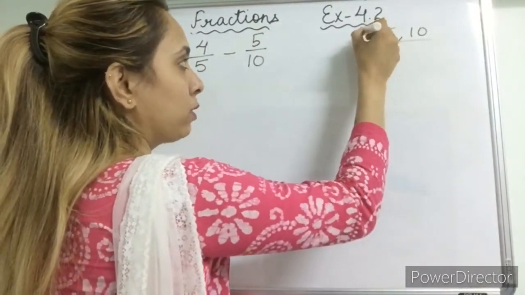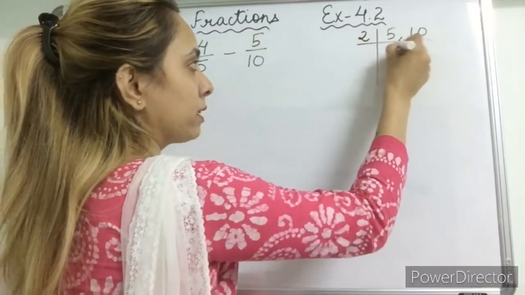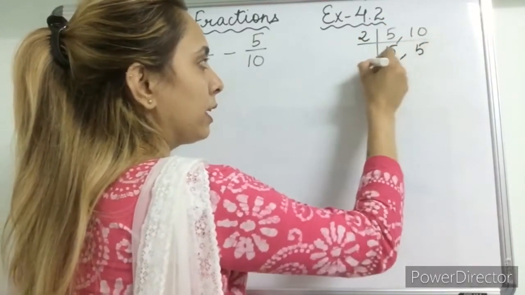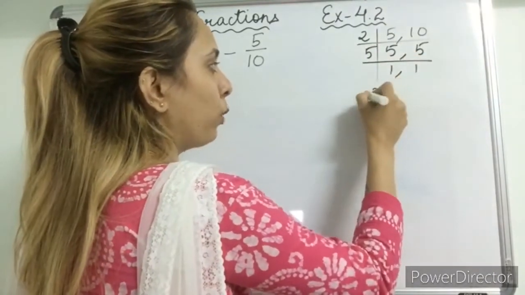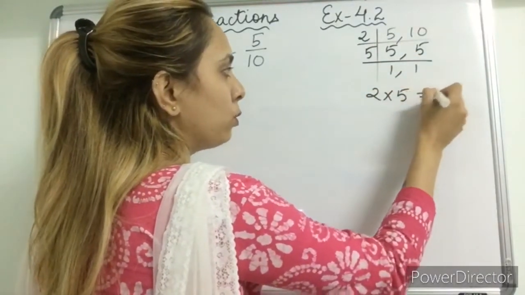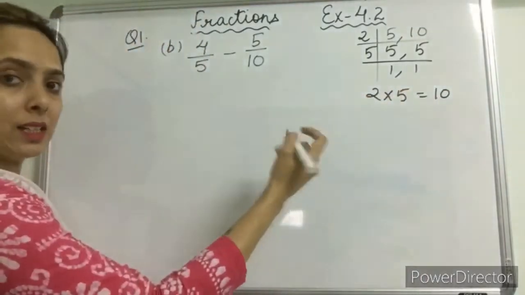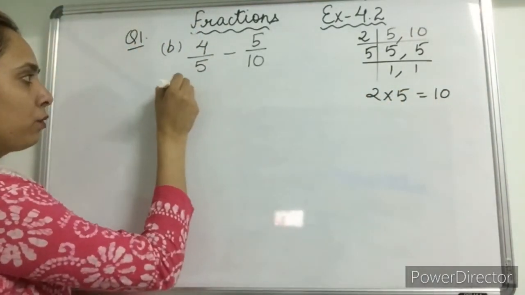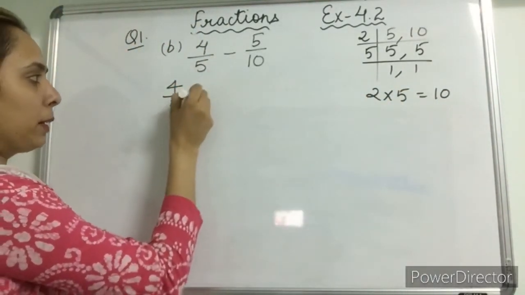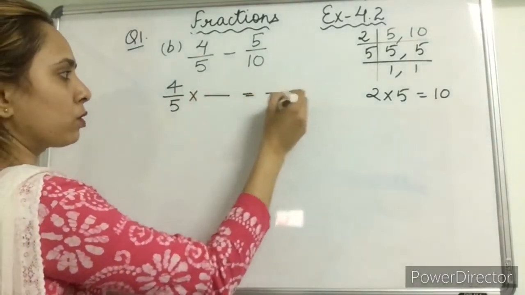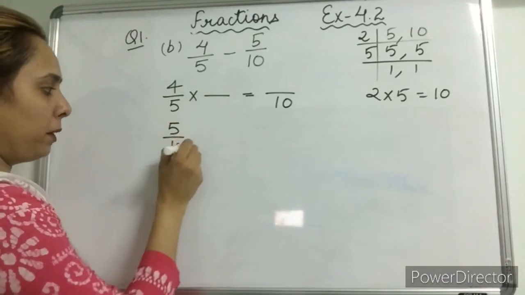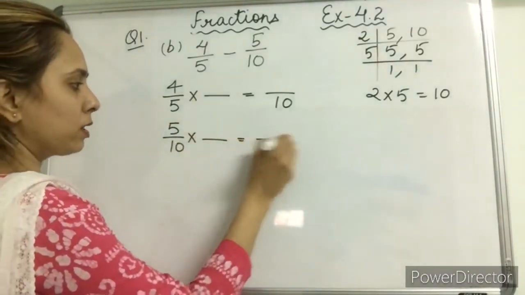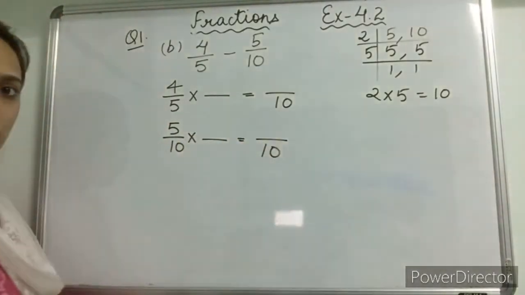LCM of 5 and 10. So we will start with 2, 5 as it is. 2 5s are 10. Now with 5, 5 1s are 5. So 2 into 5 is equals to 10. 10 is the LCM. So now again the same thing, 4 upon 5 multiplied by the fractional bar is equals to 10. 5 upon 10 multiplied by the fractional bar is equals to, this is the way.